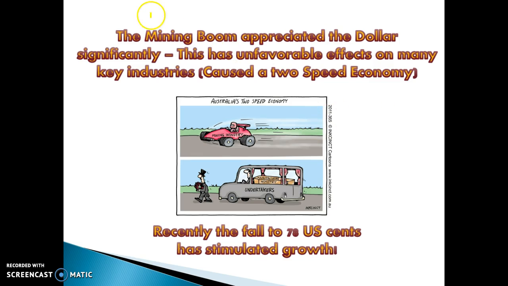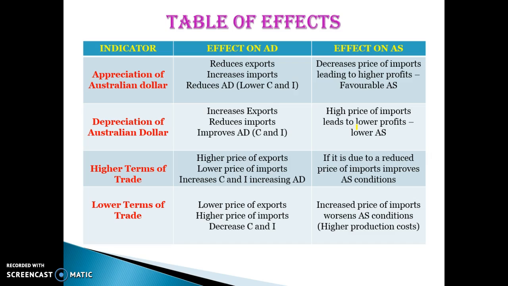Okay. So the mining boom appreciated the dollar significantly, and this had negative impacts on the east side of our economy. But now that the dollar has fallen to approximately 77 US cents, that's stimulating growth in other areas. And there's a summary of the table of effects. Okay, I'll go through this more in detail in class, but you can see the impacts of each of the four things and their impacts on both demand and supply.